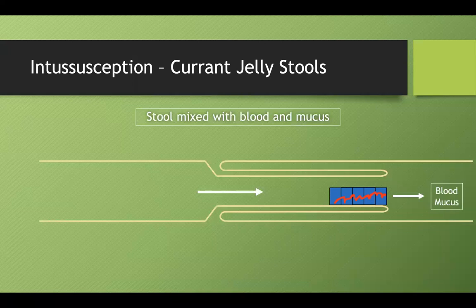You see this currant jelly stool in acute mesenteric ischemia as well. And that's because you have a significant region of bowel necrosis. So you have a lot of enterocytes sloughing off in that condition as well, resulting in this blood and mucus filled currant jelly stool.